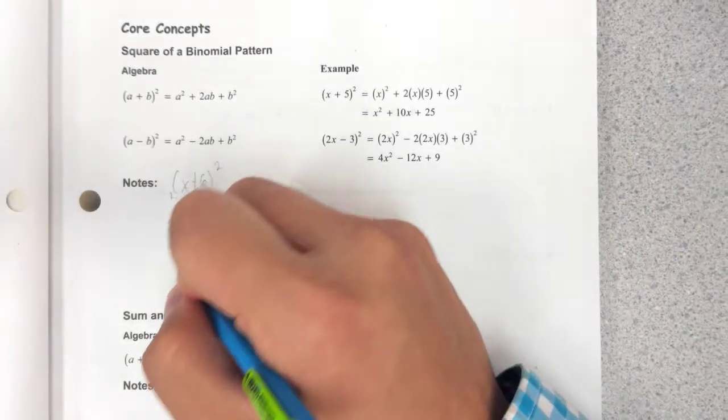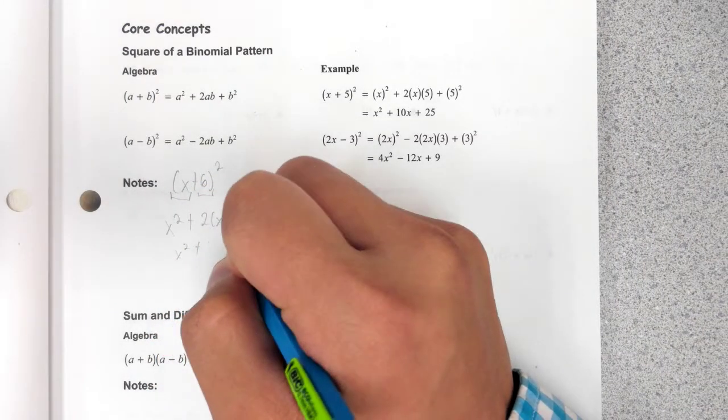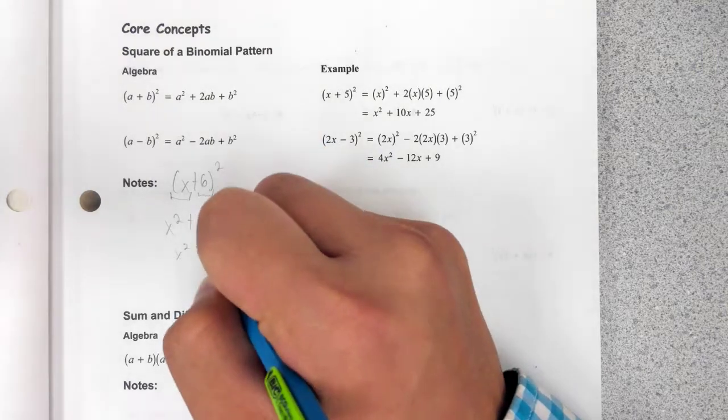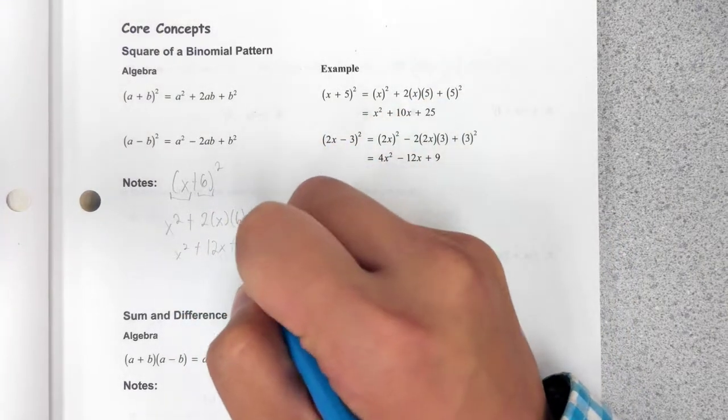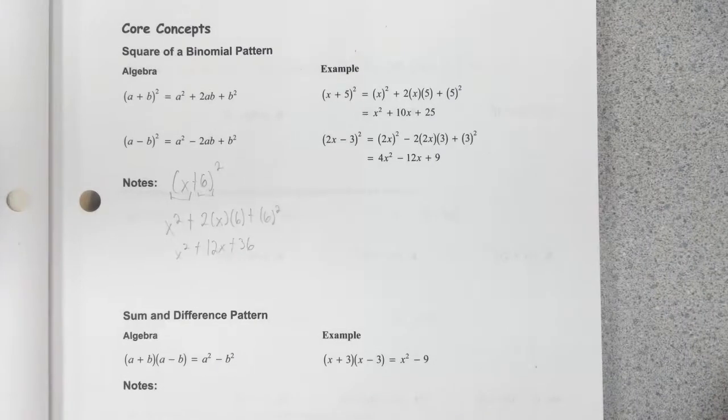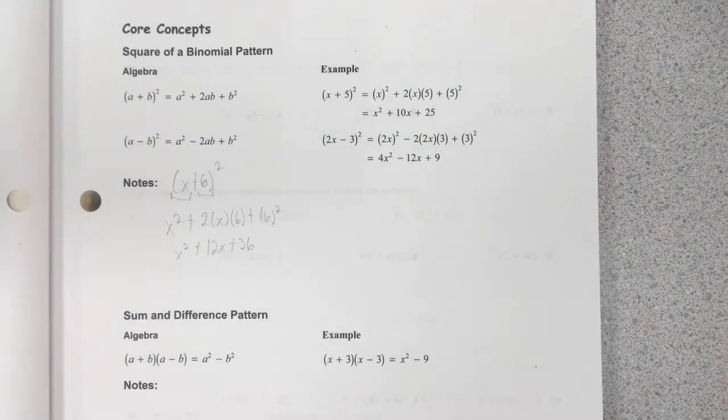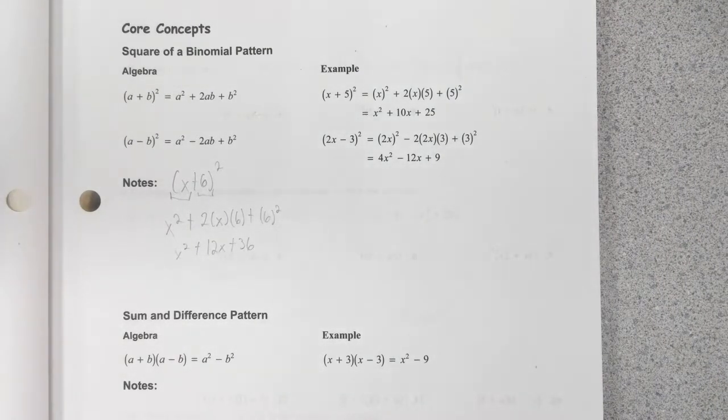So I have x squared plus 2 times x is 2x, 2x times 6 is 12x, and 6 squared is 36. The point of this is to show you that there is a shortcut: if I have (x plus 6) squared, I could just square the first term, square the last term, and then take each term, x and 6, and multiply it by 2 to get the middle term.